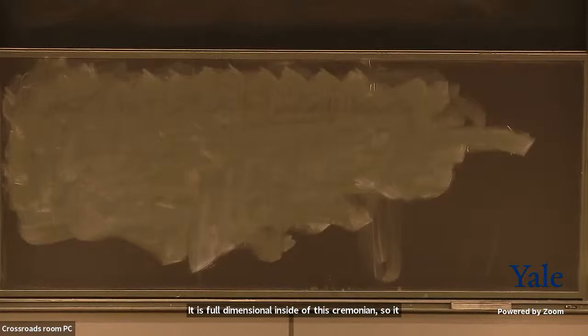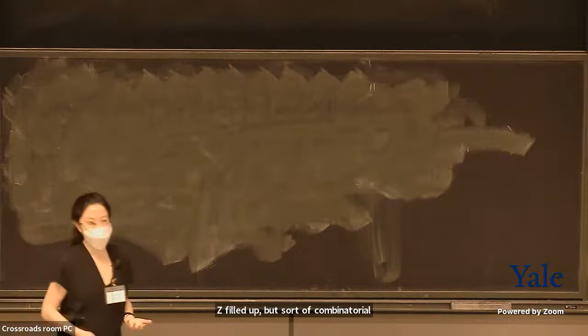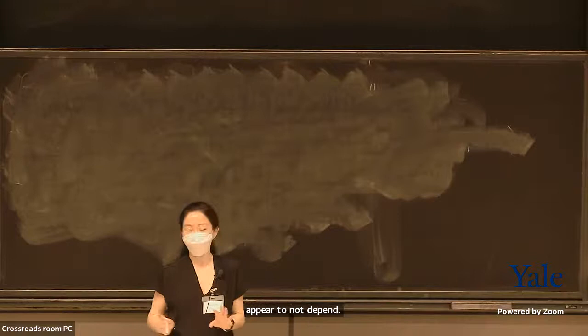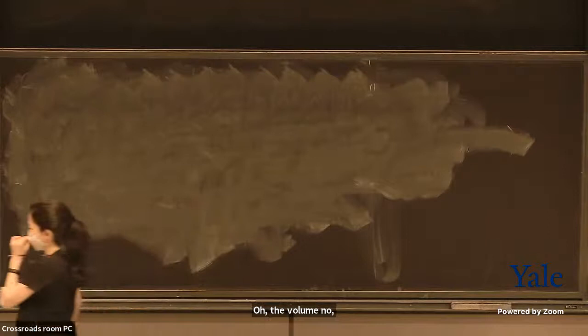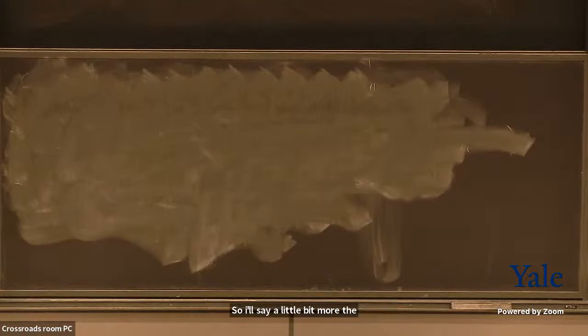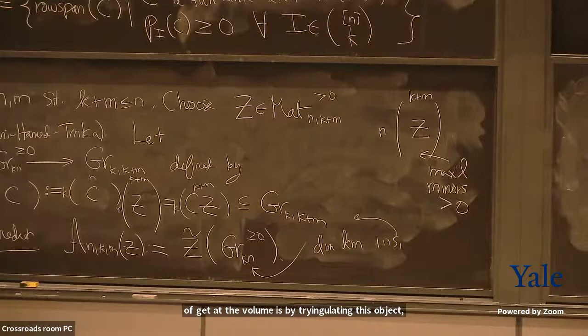Sorry, how does it depend when you change the Z? Does it do the same? Yes. A priori, of course, it depends very much on Z, but the combinatorial properties of this object appear to not depend on it. There's very little proved along these lines, but it seems to have very little dependence. Is the volume combinatorial? Oh, the volume? No, but I'll say a little bit more. The way one wants to get at the volume is by triangulating this object, and the study of these triangulations is quite combinatorial. Certainly the volume. Yes, of course, absolutely.